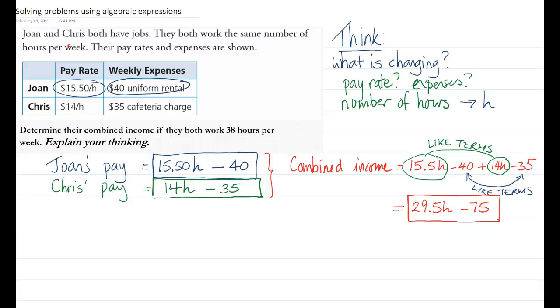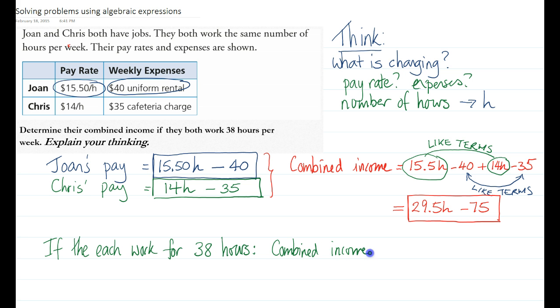The second part of this problem then asks you to do that. So if they each work for 38 hours per week, then the combined income will be 29.5, I use brackets to show these multiplied together, multiplied by 38. So H is 38 hours, minus 75.